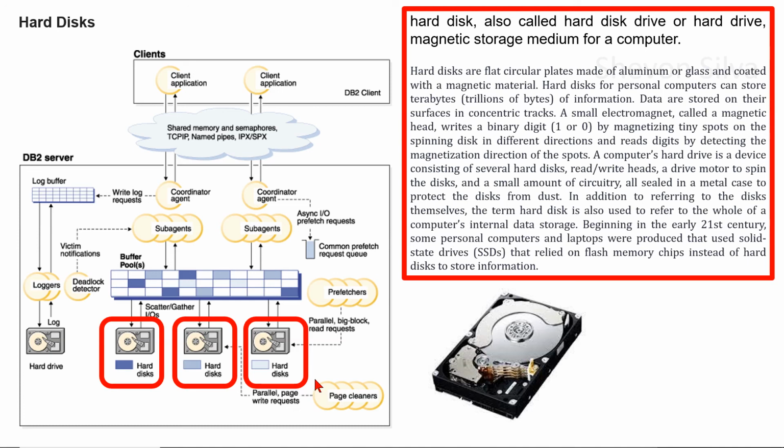In addition to referring to the disks themselves, the term hard disk is also used to refer to the whole of a computer's internal data storage. Beginning in the early 21st century, some personal computers and laptops were produced that used solid-state drives, SSDs, that relied on flash memory chips instead of hard disks to store information. This is a picture of the internal structure of a hard disk.